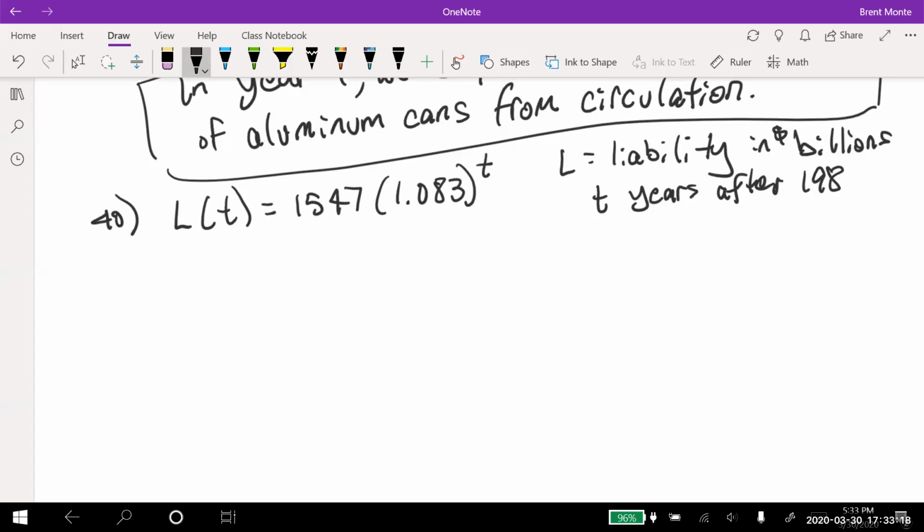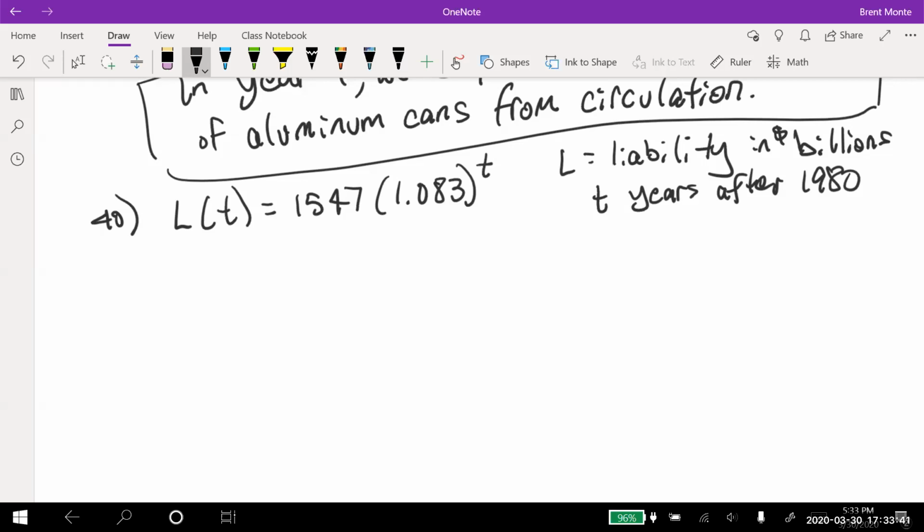And so this is household liability. So in households, what do you owe on your mortgage or your home loan? How much do you owe on personal loans? How much you owe on credit cards, student loans? What do you owe? And notice this time the base 1.083 is above 1 because it's going up.